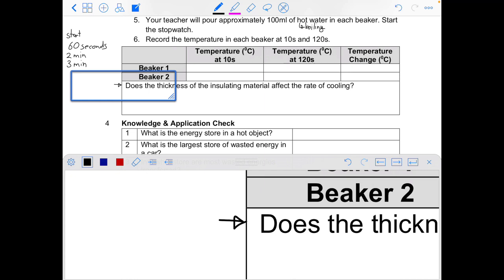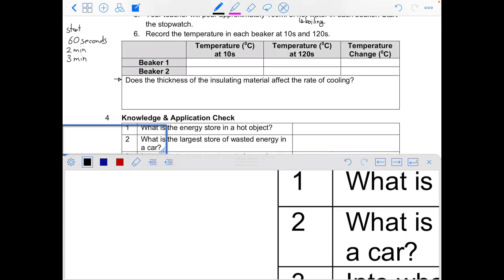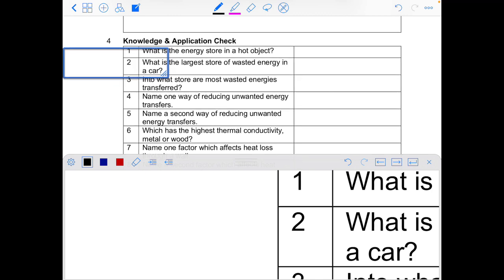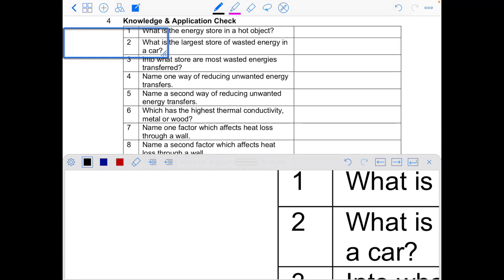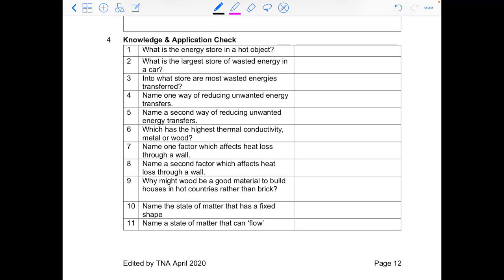Even if you haven't done the practical, you can still answer this question because you will know the answer to it intuitively. Once you've done that, there's a knowledge and application check here that you can give a try to. Give it a go, pause the video, and come back for the answers.